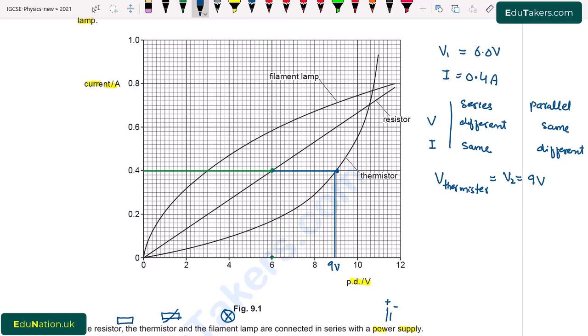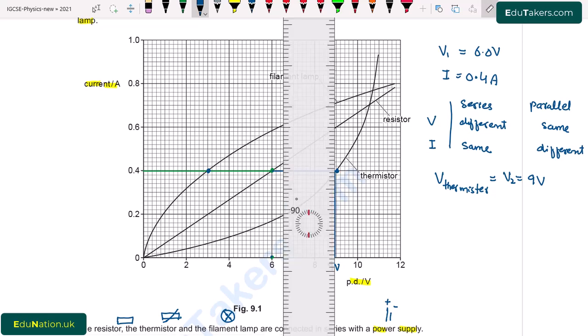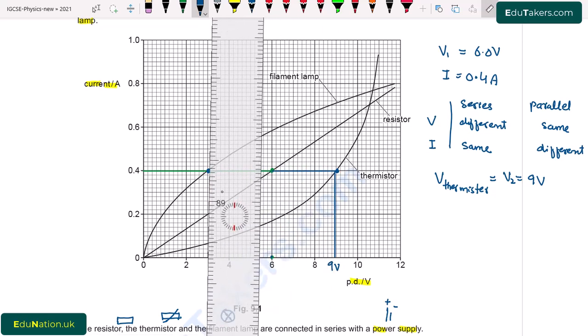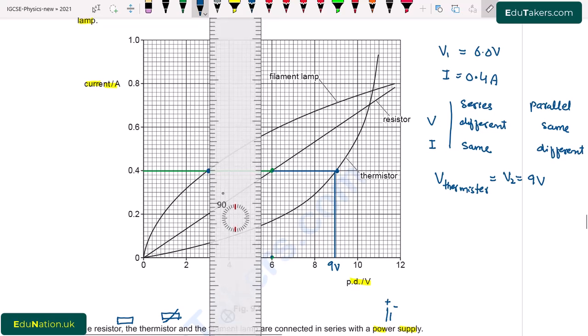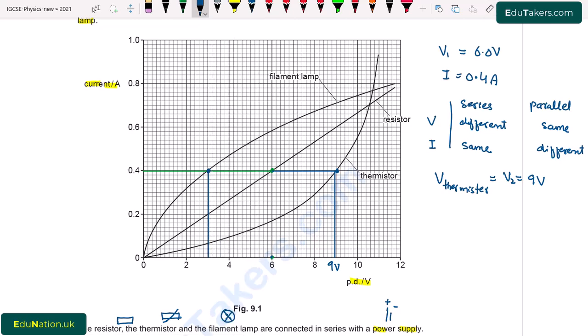Now we have to calculate the value of potential difference across the filament lamp. At 0.4 ampere, this curve touches at this point. So join this with x-axis. We can see that the value of potential difference at this point is 3 volt. So this is basically the potential difference across the filament lamp. So I write here it is V3 and it is equal to 3 volt.